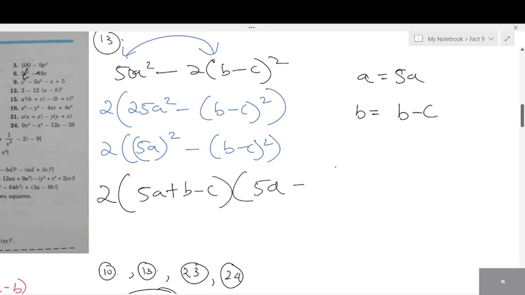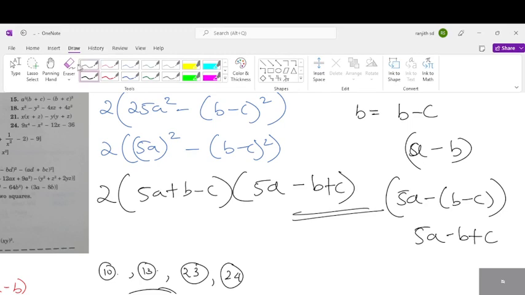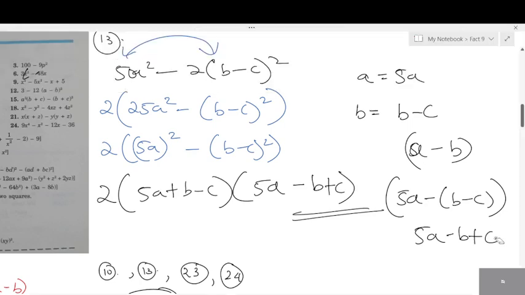If you want to subtract it, look here, a minus b is nothing but 5a minus b minus c. When you open the bracket, what do we get here? When you open this bracket, you get minus b plus c. Minus b plus c. This is the final answer. If it is wrong, write it. Practice later.